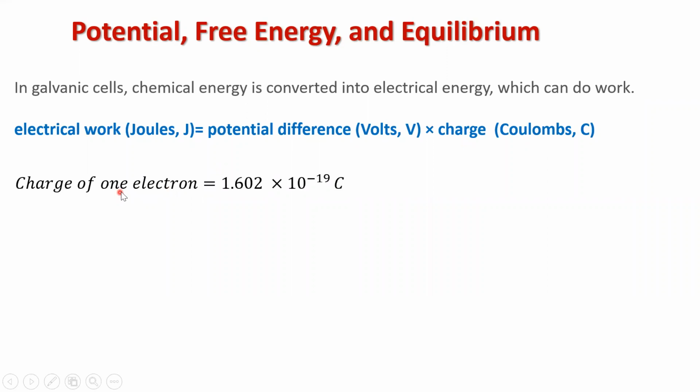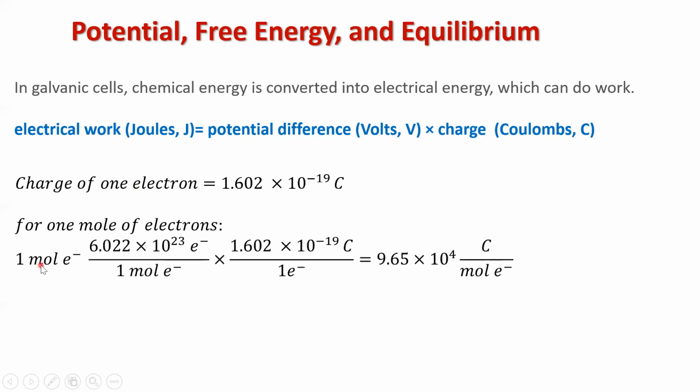coulombs. Now, the charge of one electron equals 1.602 times 10 to the minus 19 coulombs. This is a constant. If we wanted the charge for a mole of electrons, because we usually don't talk about one electron, it's usually a mole of electrons, we can convert a mole of electrons to electrons, knowing that Avogadro's number of electrons equals 1 mole. And then we can convert electrons to charge. So 1 mole of electrons is equal to 9.65 times 10 to the 4 coulombs per mole of electrons.